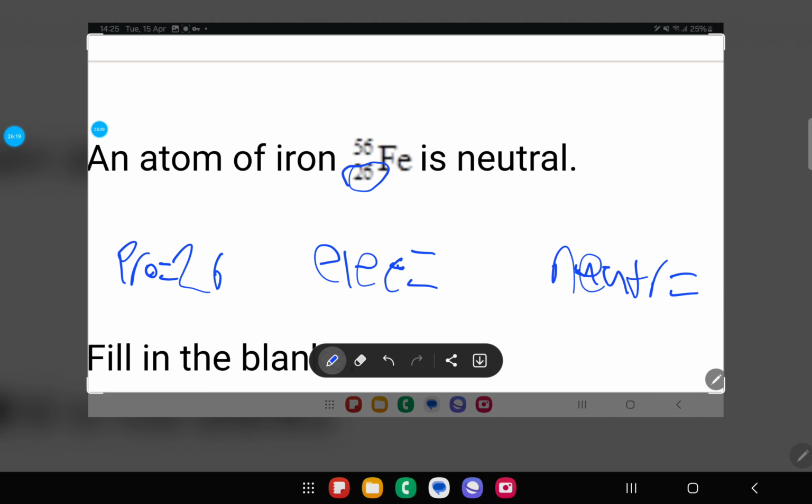For electrons, it's always equal to protons unless there was a charge, a minus or plus. The charge would affect the number of electrons. If it was a minus charge, the number would add to the electrons. If it was a plus, it would subtract from the electrons. But since there was no given charge here, we just make the electrons equal to the protons, so it's also 26. Now, for the neutrons, again, we subtract: 56 minus 26 is 30.